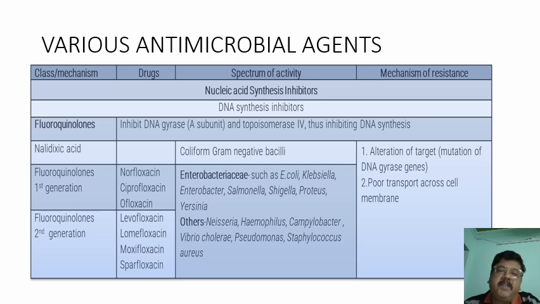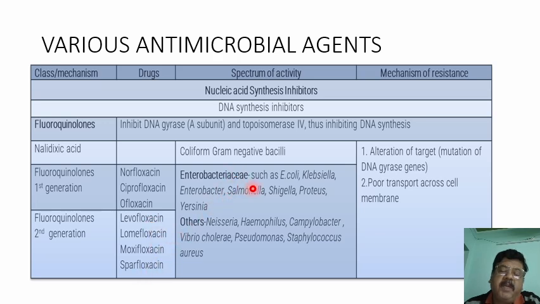Then nucleic acid synthesis inhibitors, fluoroquinolones. They inhibit the DNA gyrase enzyme A subunit and topoisomerase, thus inhibiting DNA synthesis. Nalidixic acid, for coliform gram-negative bacilli. Fluoroquinolones first generation: norfloxacin, ciprofloxacin, ofloxacin. And second generation: levofloxacin, lomefloxacin, moxifloxacin, and sparfloxacin.